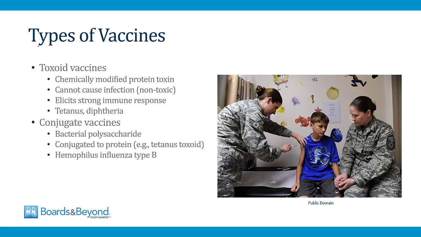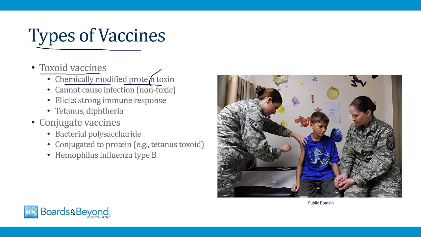Let's start by talking about the different types of vaccines, because if you understand how the different types of vaccines work, then it's easier to remember and to understand why some vaccines are safer than others. When you're trying to vaccinate against a bacterial infection, most vaccines fall into one of two categories. The first category is a toxoid vaccine. These vaccines are made up of chemically modified protein toxins.